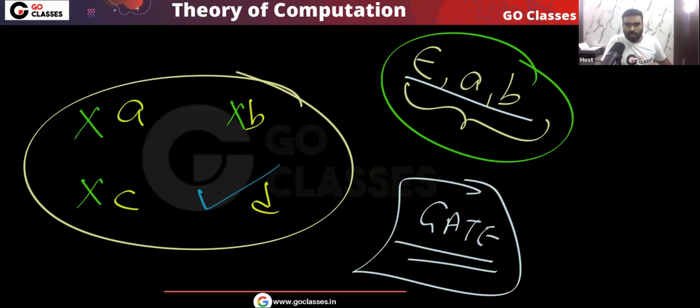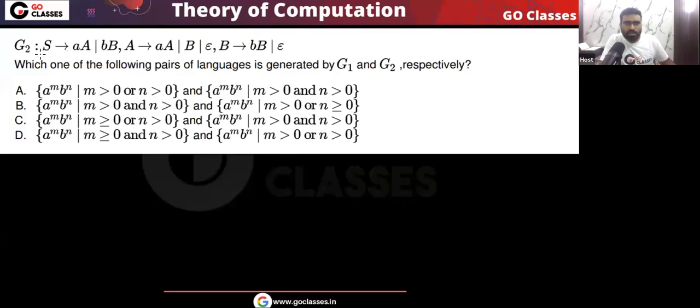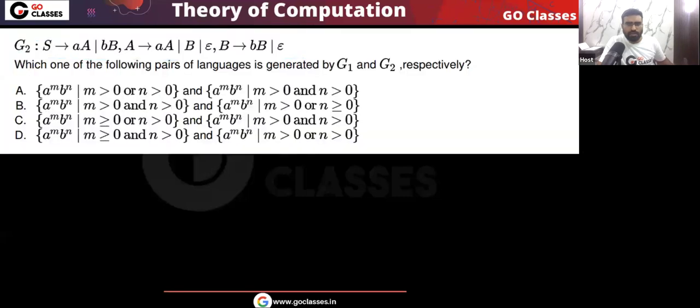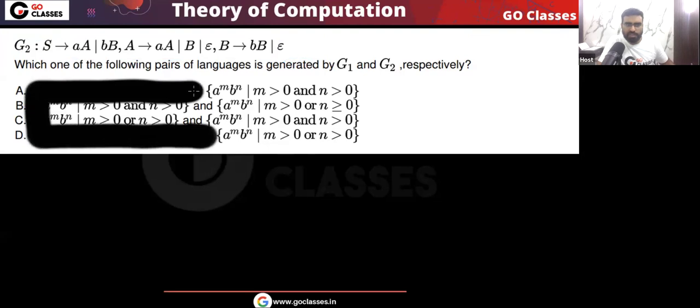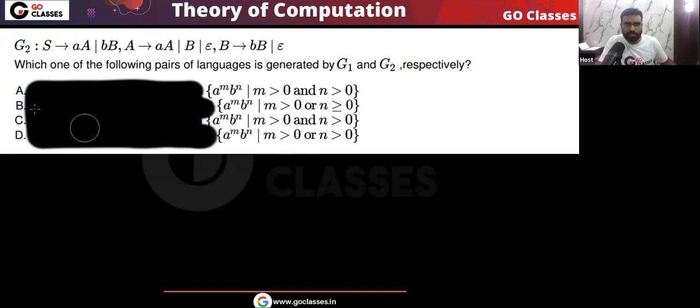Okay, now let's see the analysis of G2. So this grammar G2 is given to us. Now let's see what language this G2 will generate. For this G2 there are two ways: either you can do the option elimination, or you can do the complete analysis. So first let me do the option elimination. I will focus only on G2, so let me remove these languages which are of G1.